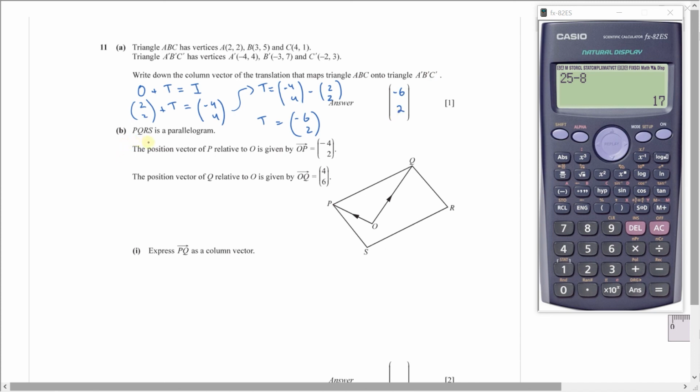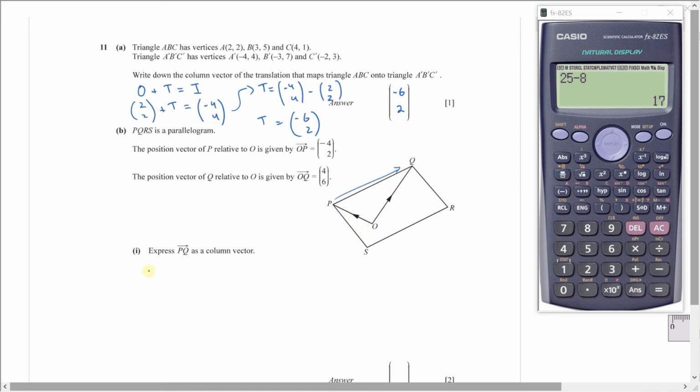Part B: PQRS is a parallelogram. The position vector of P relative to O is given by OP, this vector is (-4, 2), and this vector OQ is (4, 6). Part 1 is express PQ as a column vector. So we are looking for this vector PQ.